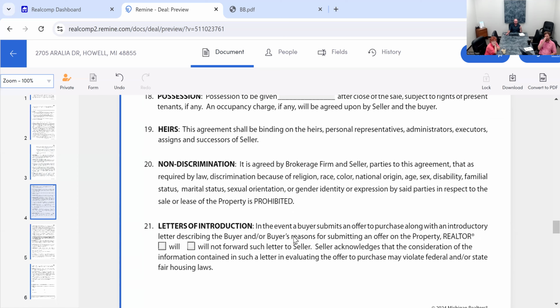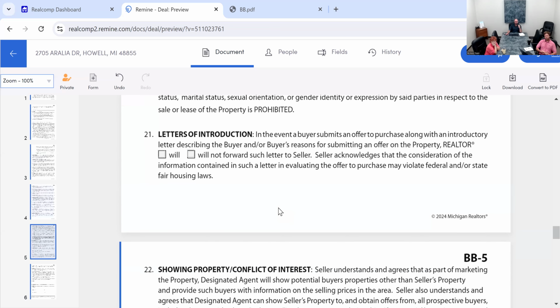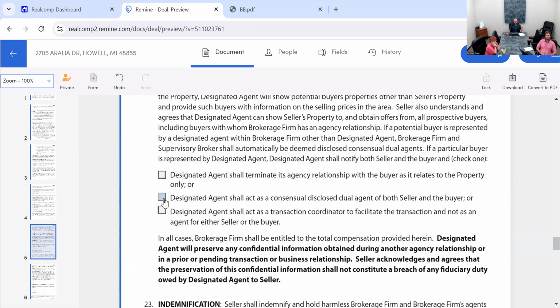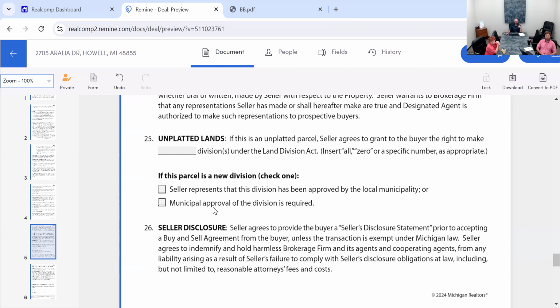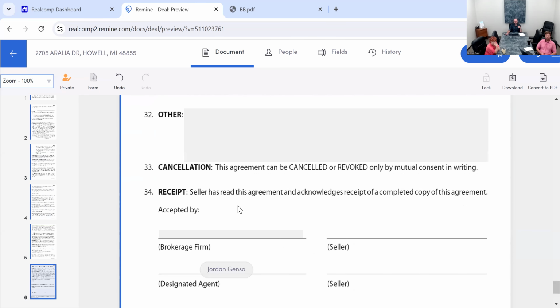You're not allowed to discriminate. If somebody writes a love letter, I'm not going to forward that on to you, just because I think that that's risky in terms of fair housing. We're going to allow showings to occur, and if we get into a possible situation where I'm representing the buyer as well, I'm going to act as a dual agent. Aside from that, the boilerplate, nothing too serious. You can go ahead and sign down here.